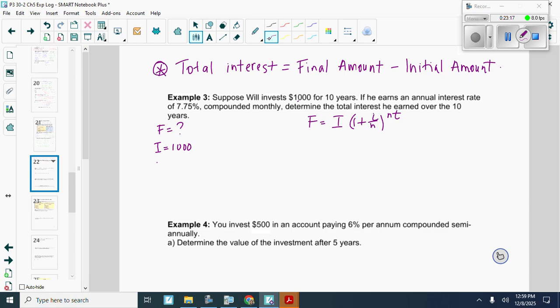All right, our interest rate is 7.75. Okay, it says that we have compounded monthly. So our number is 12 because our compounding period is monthly. And it tells us 10 years. So our time is 10 years. Okay, so $1,000.